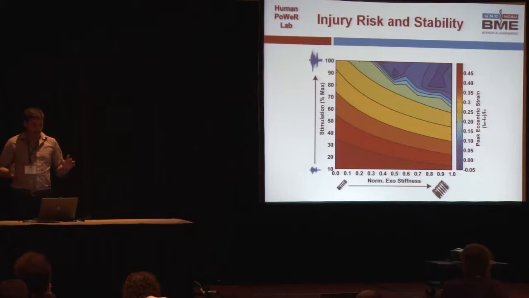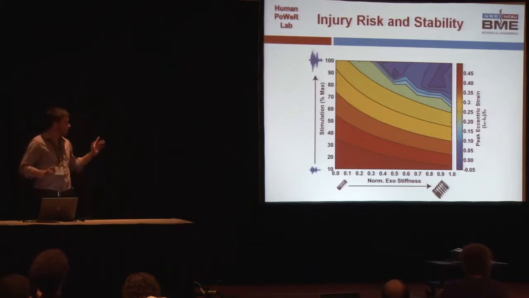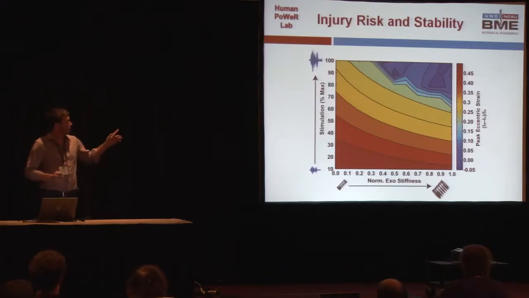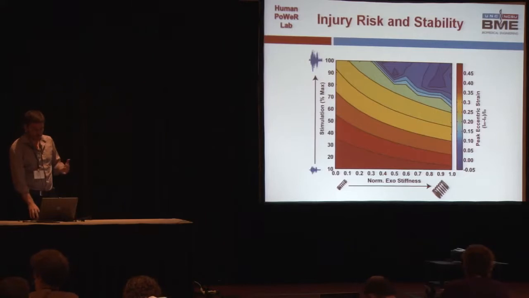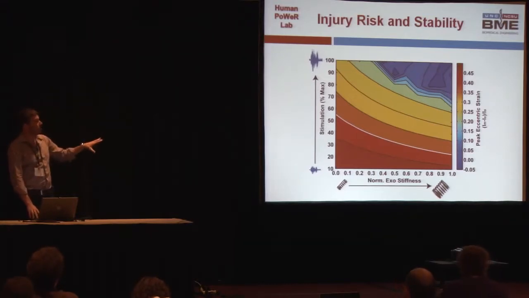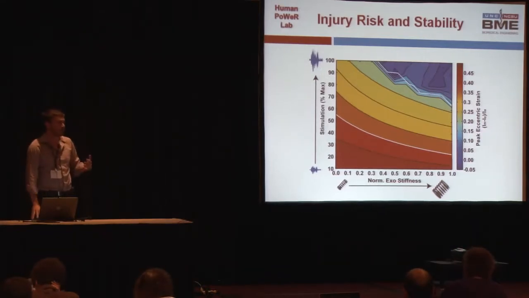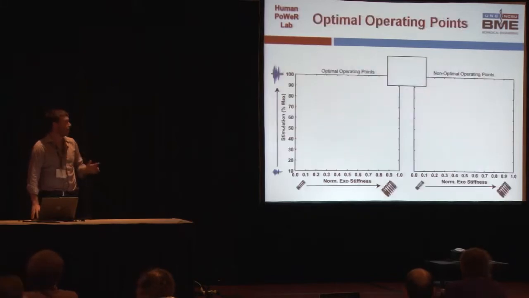The first thing we looked at is injury risk and stability, and I'll just go ahead and set up these axes for you. They're going to be here throughout the talk. On the x-axis we have normalized exoskeleton stiffness, normalized to the passive stiffness of the muscle tendon unit. And on the y-axis we have stimulation that ranges from 10 to 100% of maximum. The first thing we picked out was injury risk. If we lower our activation too much, we pose a risk of dramatically injuring our muscles. The second thing we looked at was stability, and this is not a contour plot of stability, but suffice it to say the top right-hand corner of this contour plot was unstable. High activation, high spring stiffness was not stable.